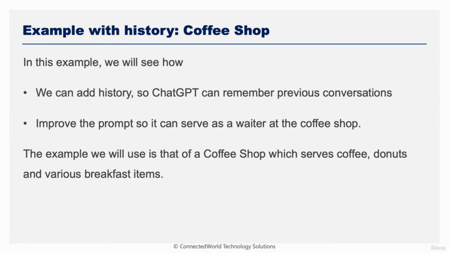Here is an example with history that you can try out. It's called the coffee shop. In this example, we will see how we can add history so ChatGPT can remember previous conversations, and improve the prompt so that it can serve as a waiter at the coffee shop. The example we will use is that of a coffee shop which serves coffee, donuts, and various breakfast items.